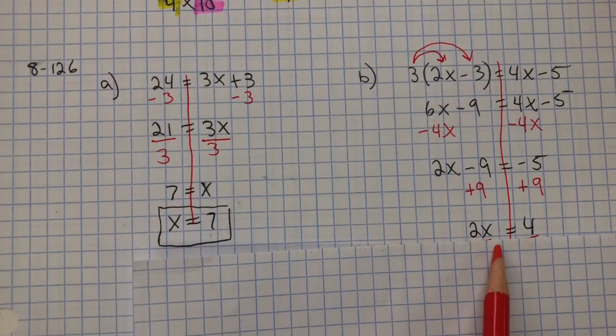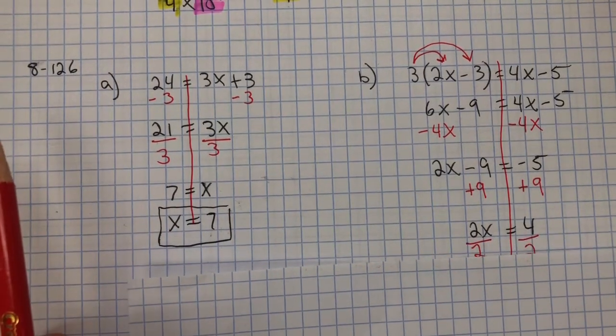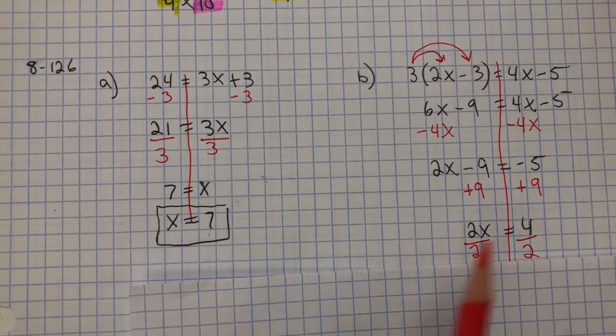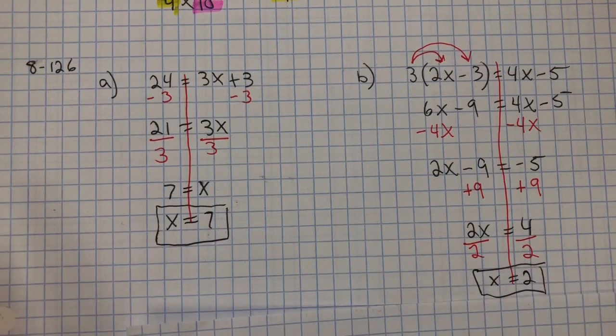Inverse property of multiplication is division. We divide both sides by 2. Create the big 1. 1 multiplied by x is x. 4 divided by 2 is 2.